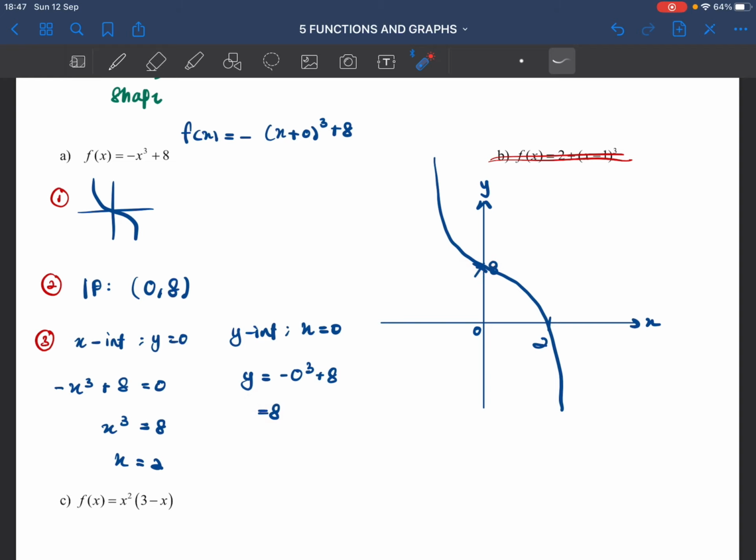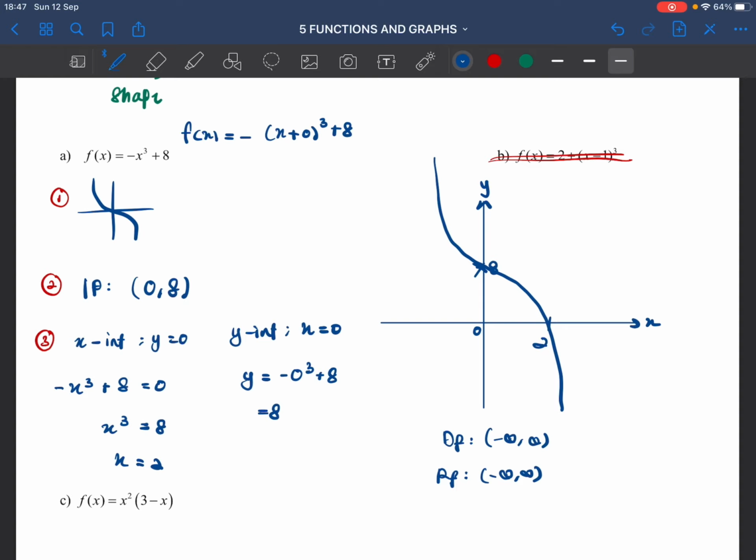Okay, so we're done. Now let's put our domain. Domain should be from the left, negative infinity, to the right, infinity. Negative infinity to infinity. The same will be for range, negative infinity to infinity. Very simple. So that is for the first question.